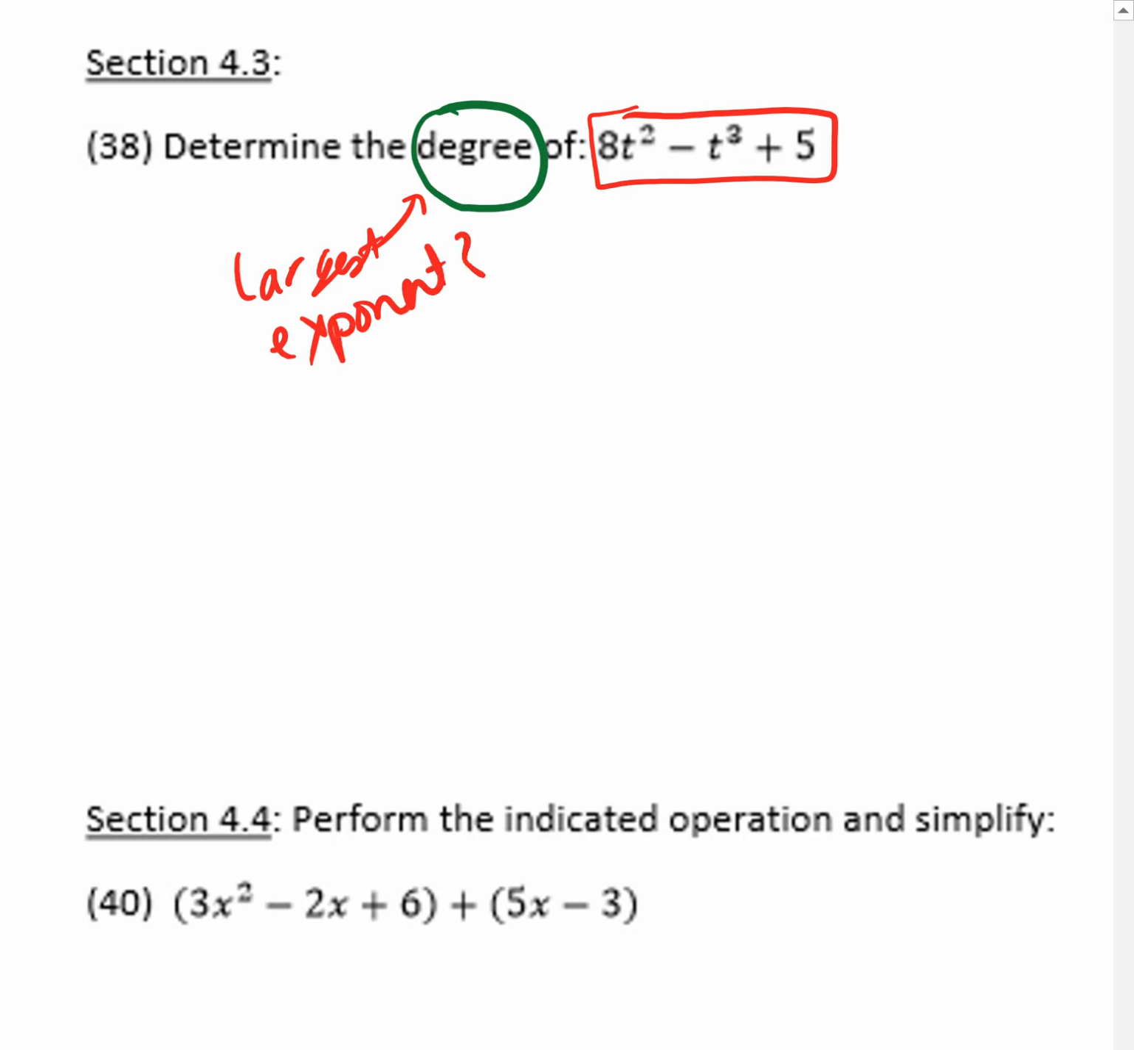And that's it. So if I look at each of these terms, you've got a power of 2, a power of 3, and this one doesn't have an exponent because it doesn't have a variable. So it doesn't really count. I guess this is like a 0 power. So the largest I see is a 3. That must be the degree. And that's really all there is to it.